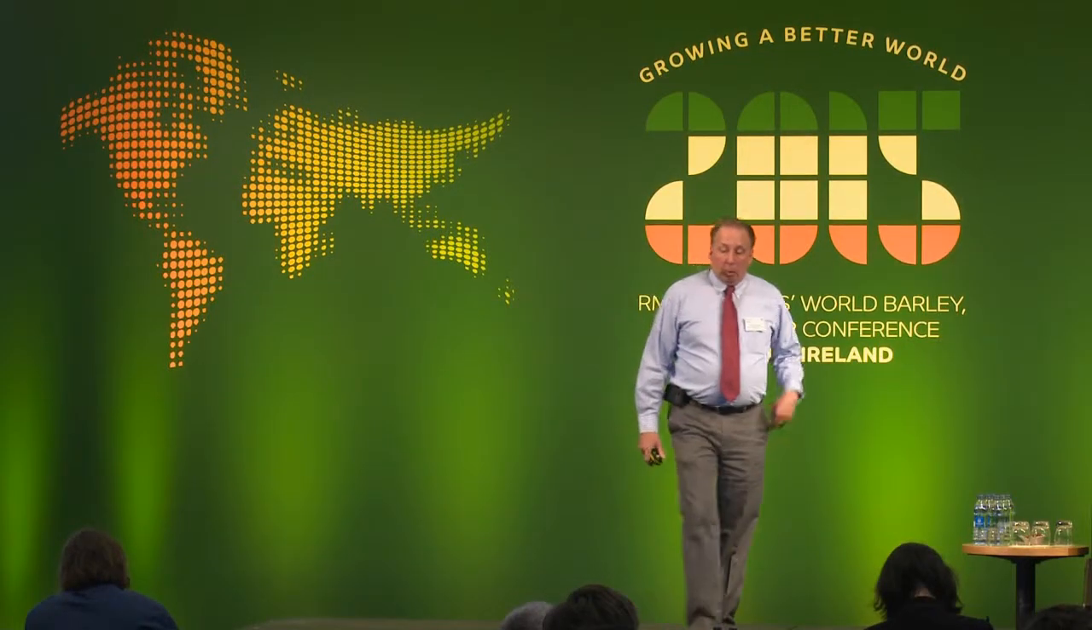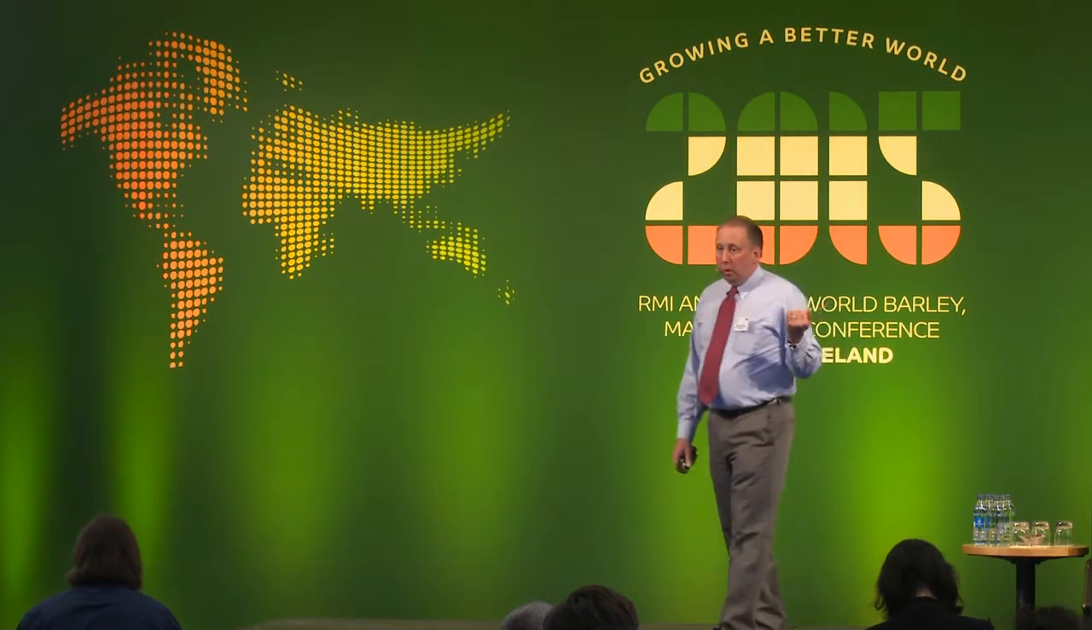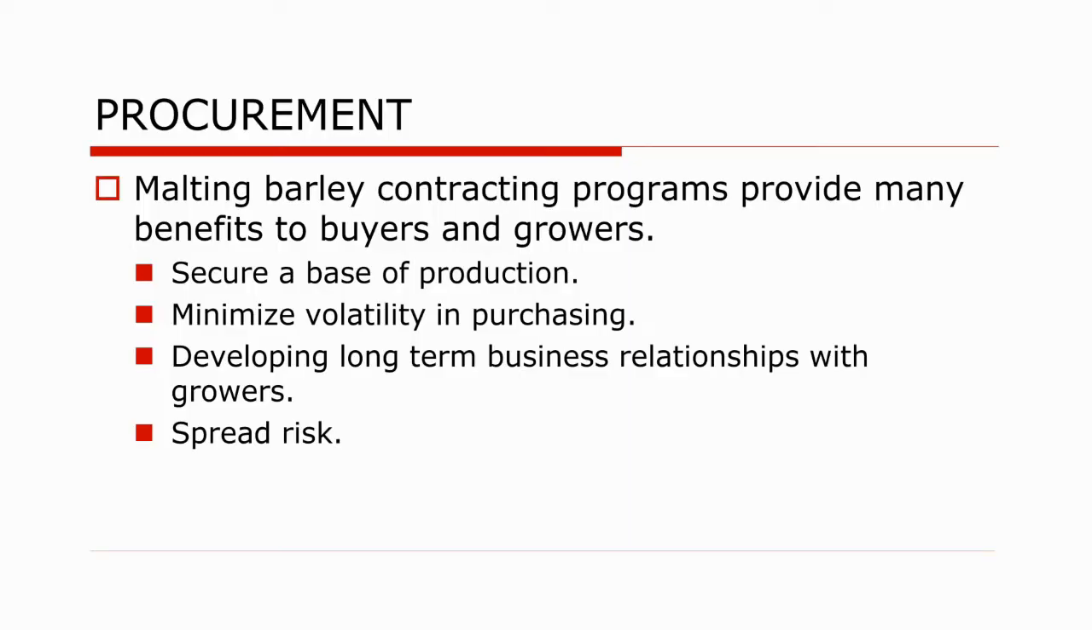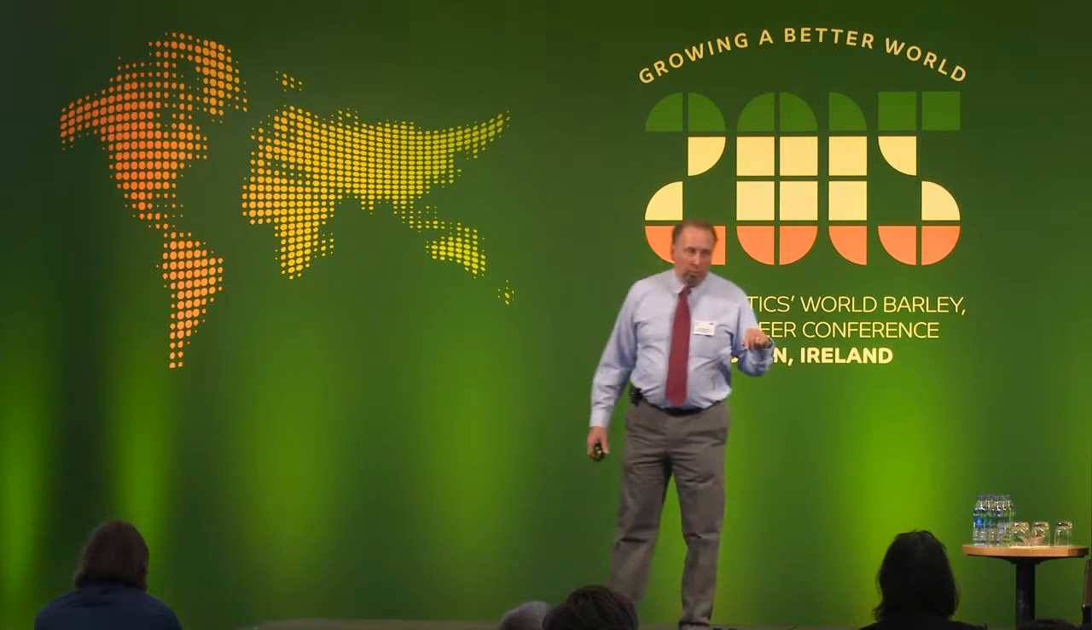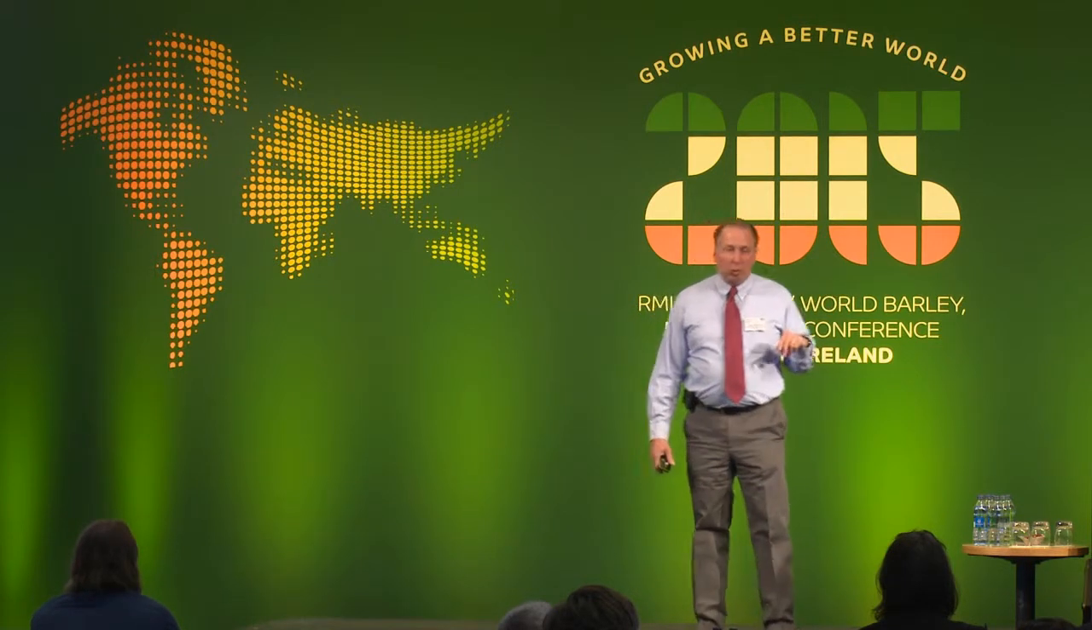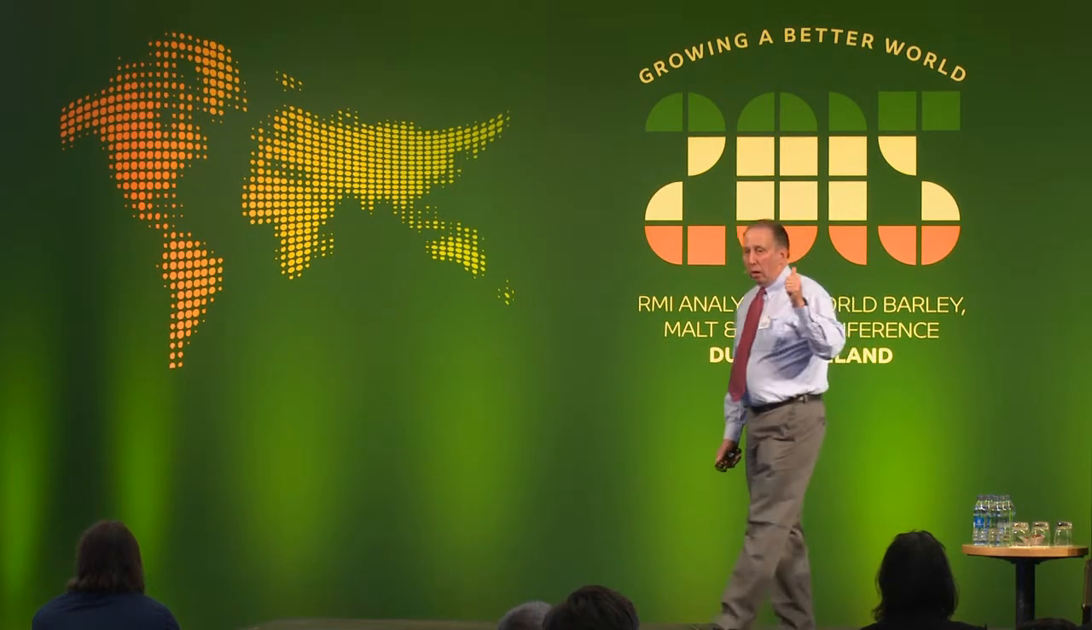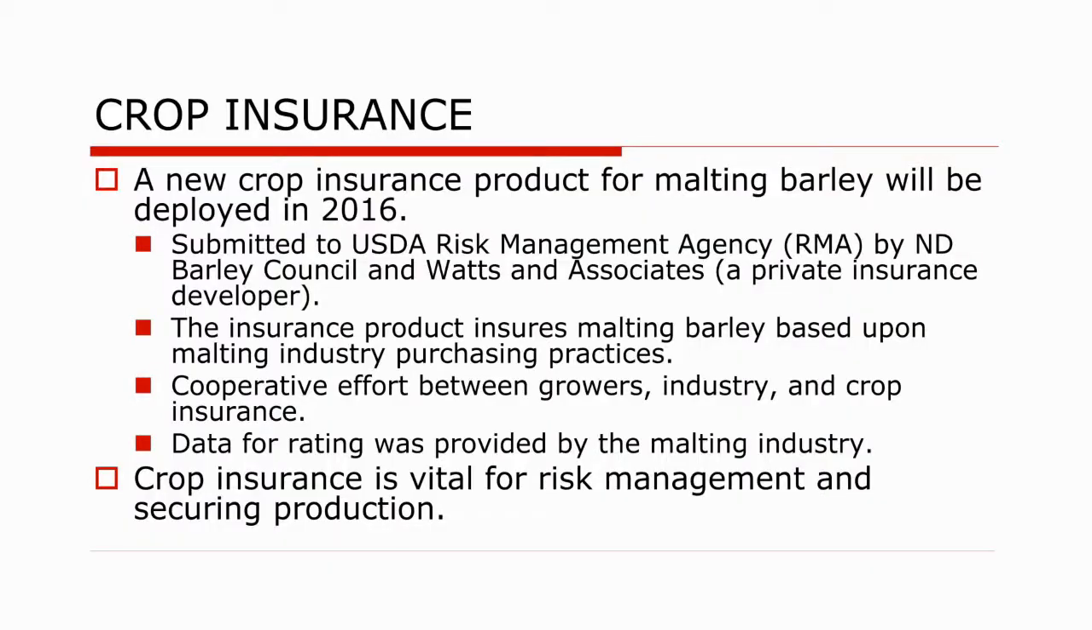But it gives us a mechanism for comparing. Barley contracting programs, we'd say to buyers and growers, have provided quite a base of security, securing your production base. Take out that volatility. Long-term business relationships, that's worth something. People do business with people. Businesses don't do business with other businesses. I was in the industry for 14 years, and that was something my old mentors taught me very quickly. And being able to spread that risk. In order to spread it, it's got to be calculated, it's got to be mutually shared, and it has to be mutually beneficial. Crop insurance.